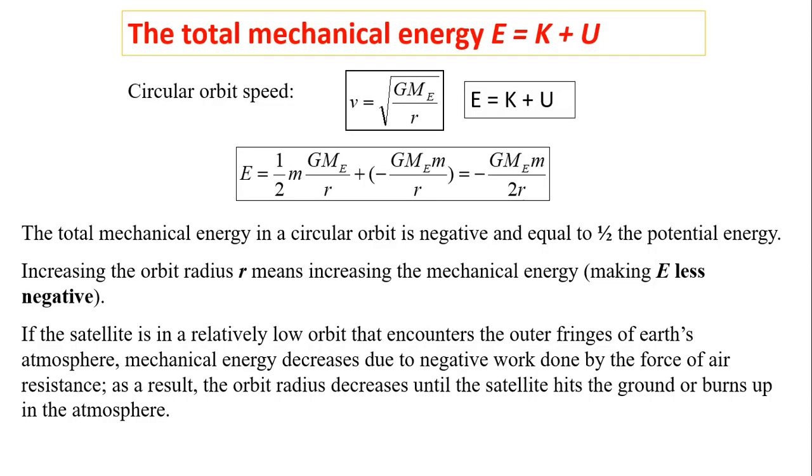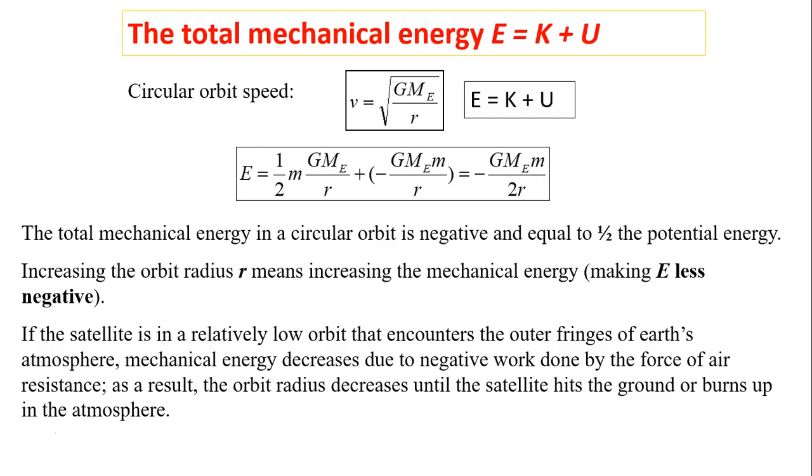Total mechanical energy E equals K plus U. Circular orbit, v equals square root of GM_E over R. We know total mechanical energy is K plus U. So K is 1/2 mv squared. We plug in that v squared in here, plus U. So E for a satellite moving around R equals negative GM_E m divided by 2R. Total mechanical energy in a circular orbit is negative and equals 1/2 of the potential energy.